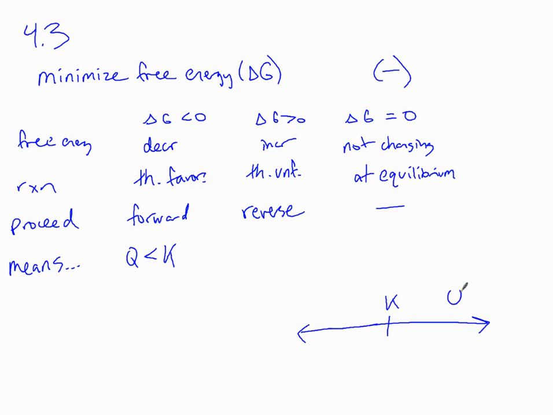If you were to put Q over here where Q is greater than K, draw the arrow, it's going in the reverse reaction. And how are they related when we have equilibrium? They are the same. Q equals K, that means our reaction is at equilibrium.